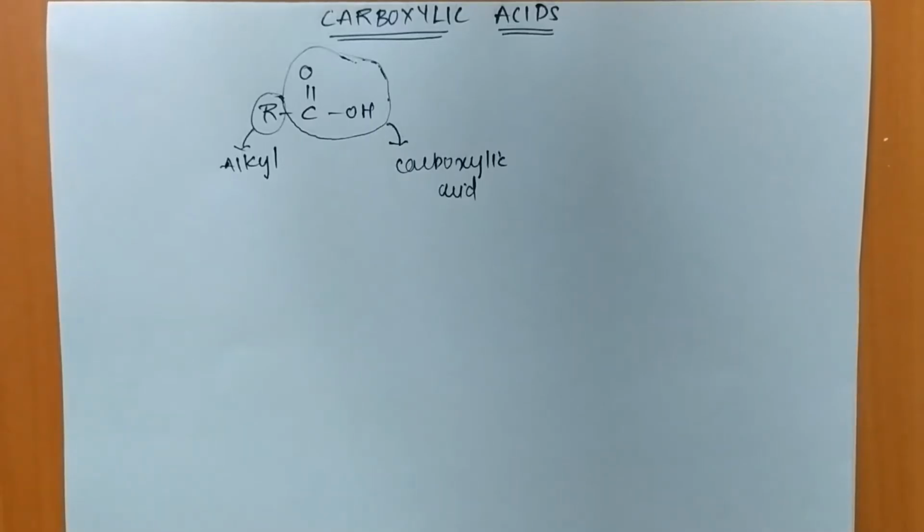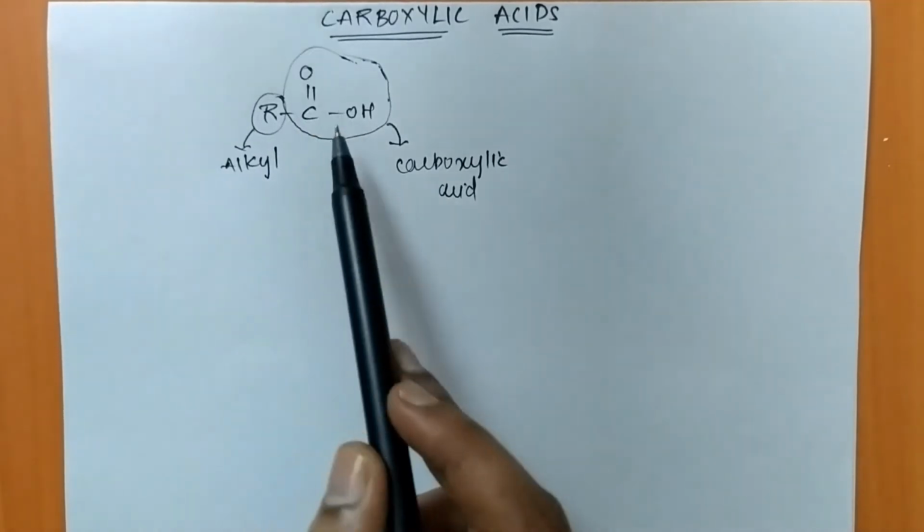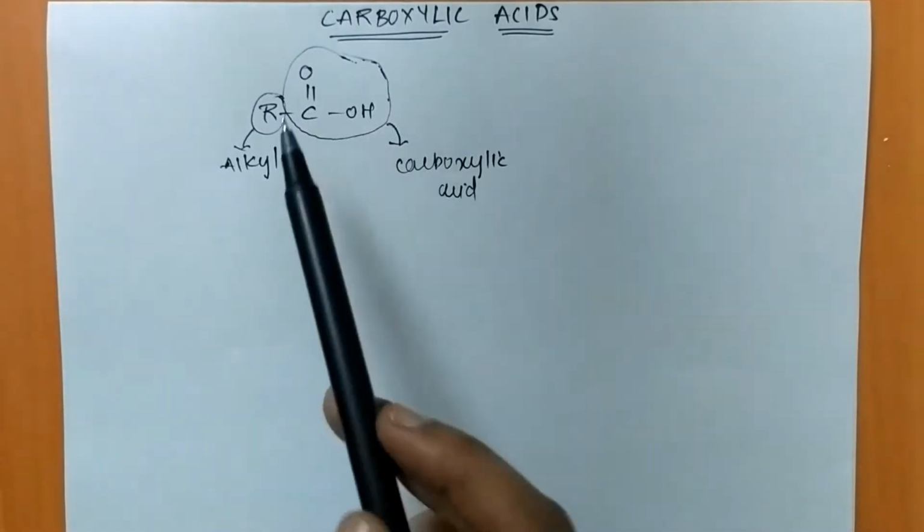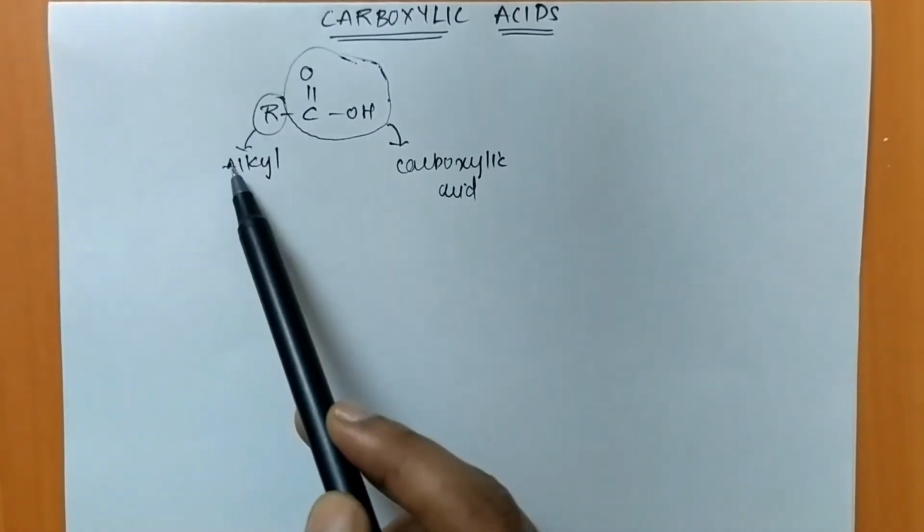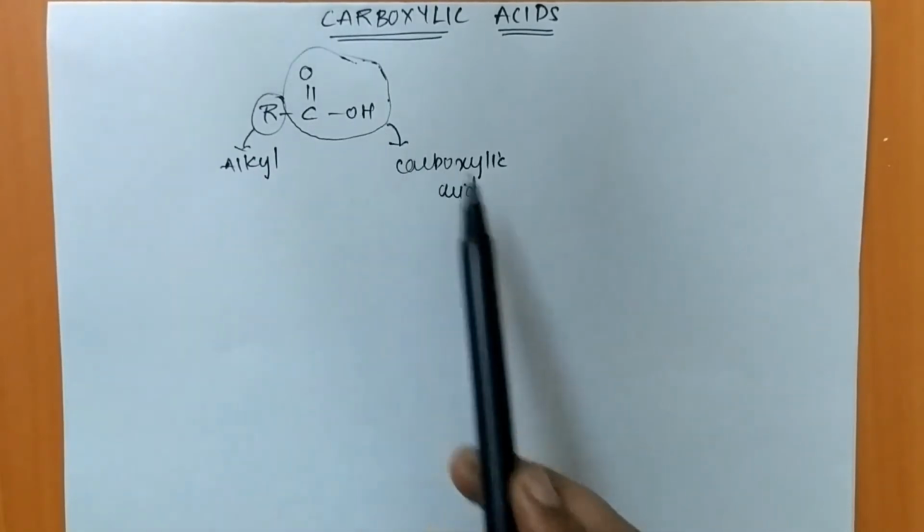Hello everyone, my topic today is carboxylic acids. Carboxylic acids are represented by R-COOH, where R is the alkyl group and COOH is the carboxylic acid group.